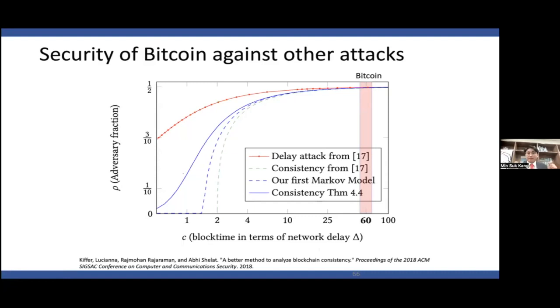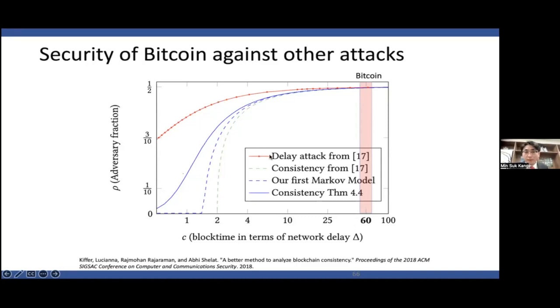meaning that when a new block is created, the time the new block reaches all other miners takes less than 10 seconds, which is a reasonable assumption. Then 60 means that the average block time compared to the network delay is 60, meaning that average block time is 600 seconds, which means 10 minutes. So that's where Bitcoin stands right now.